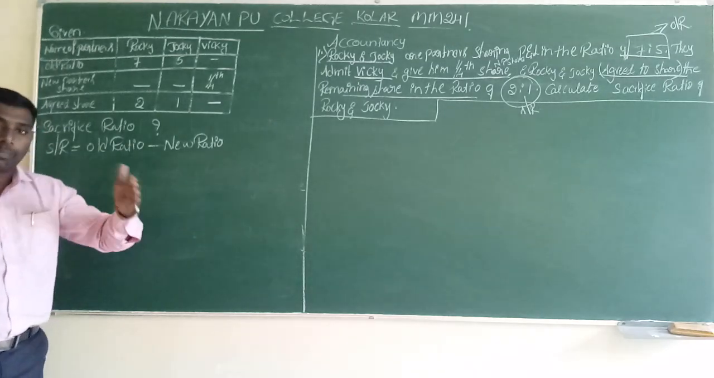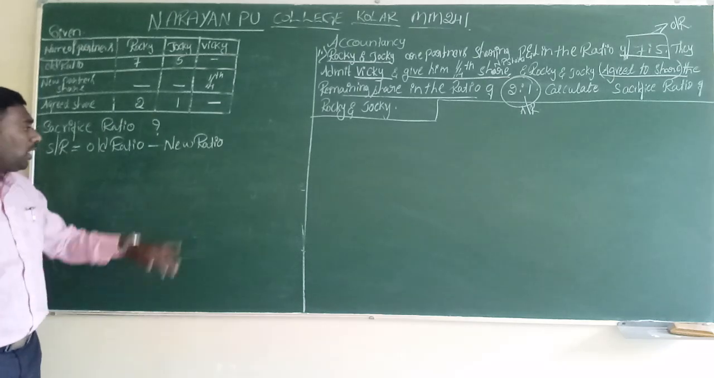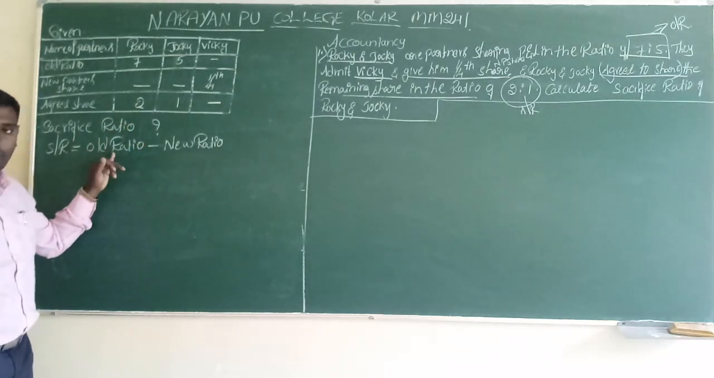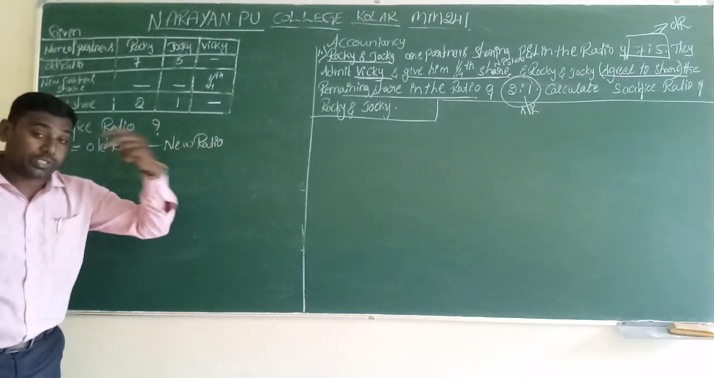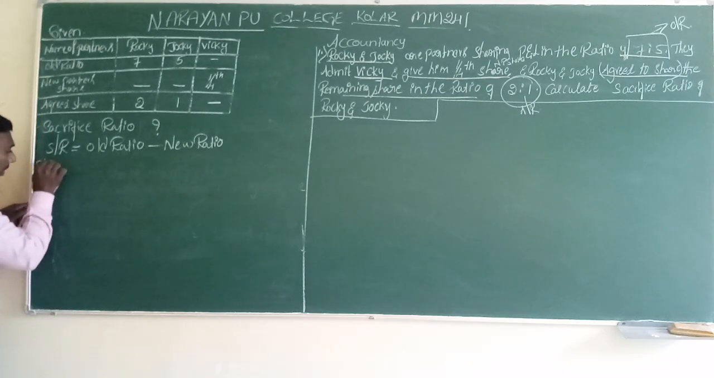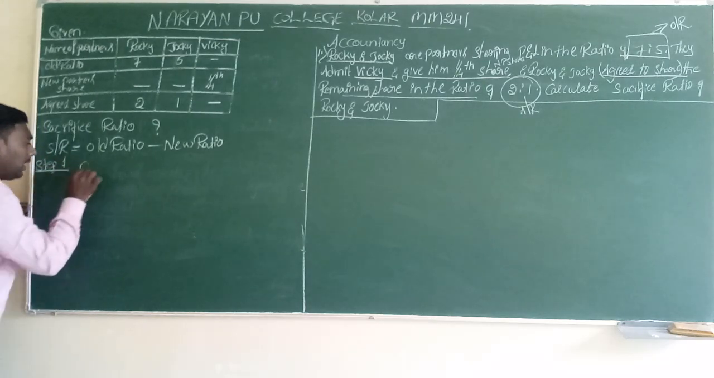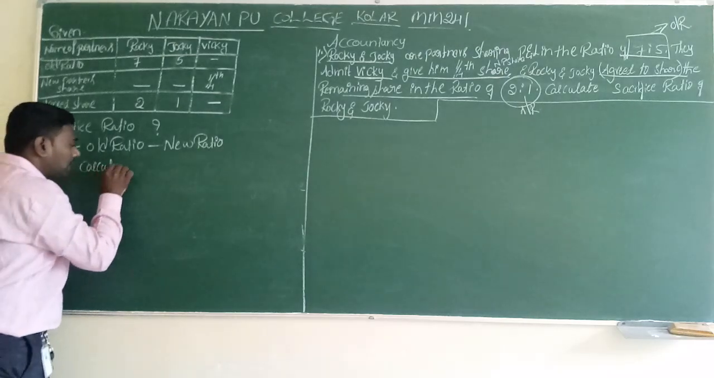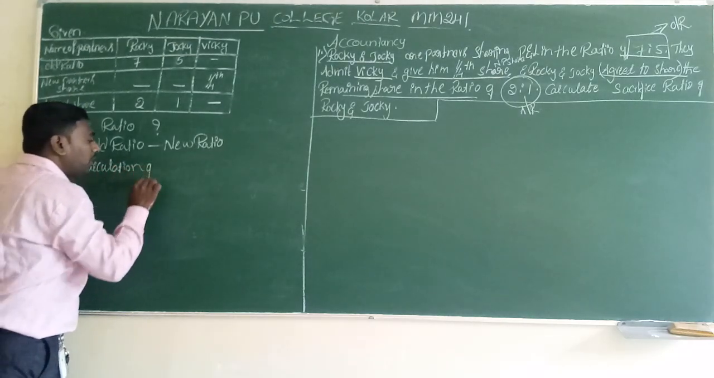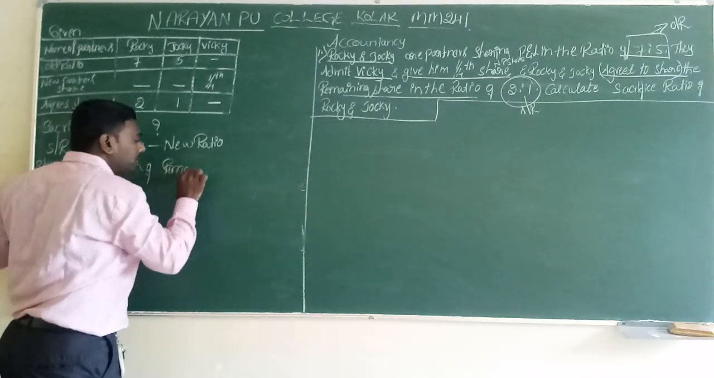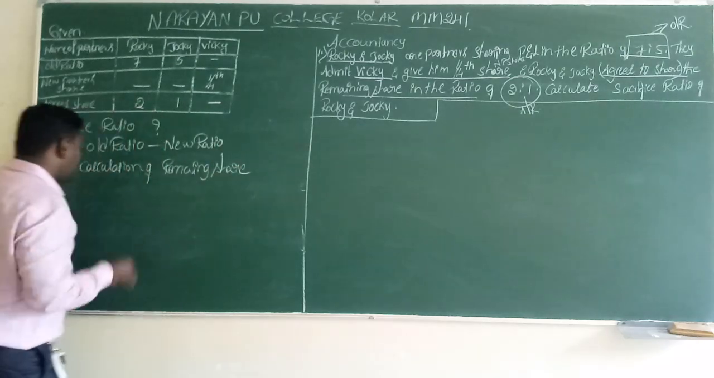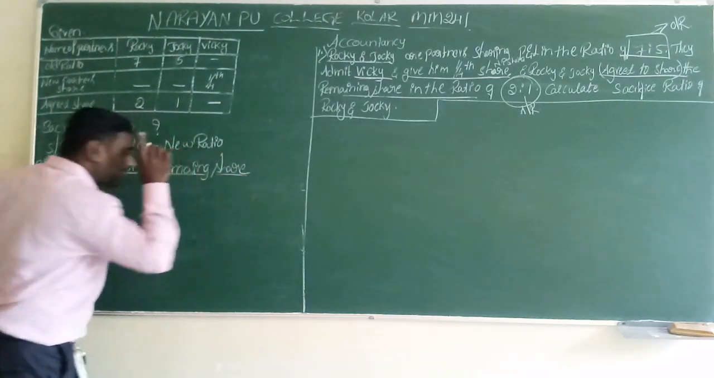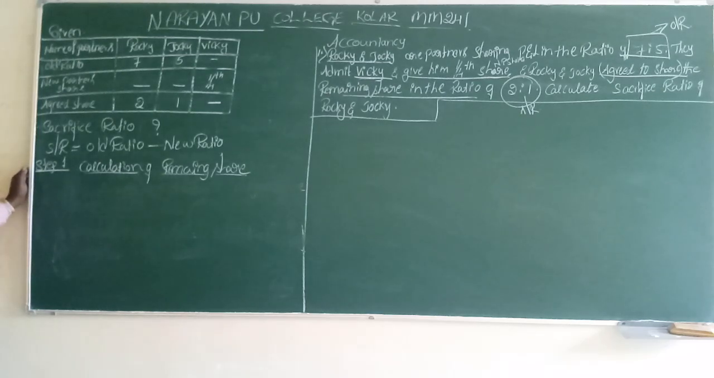So we have to follow some particular steps. So let's come to the calculation of new ratio. Later we have to deduct it from the old ratio to get the sacrifice ratio. For the calculation of this, we have to follow 2 steps. First, step number 1, calculation of remaining share. So in the note itself, I have to express that. So first, in step number 1, we have to calculate the remaining share of partners.